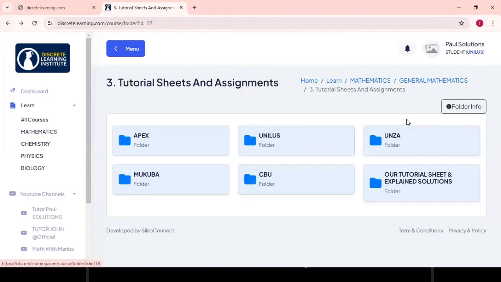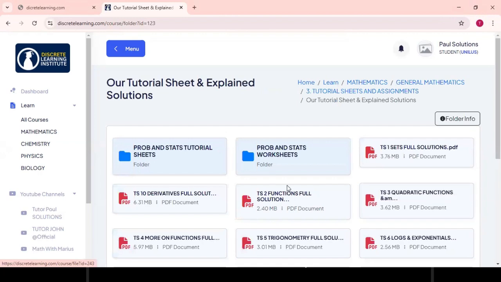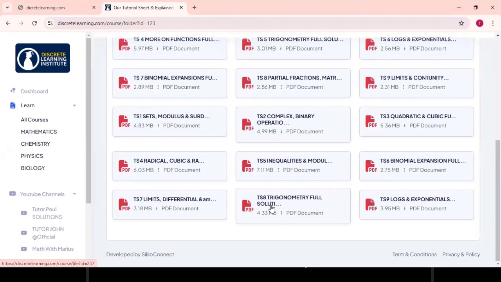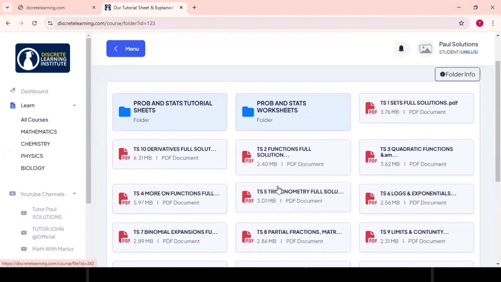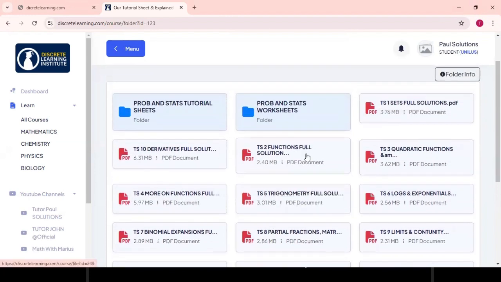All right, so if you do not see your university here, you can go in this folder where we wrote our tutorial sheet and explained solutions. So you open this folder, you're going to find a lot of tutorial sheets based on all the math topics that you can have. These tutorial sheets have solutions. So for example, if you want to learn functions, you just have to open this folder here.